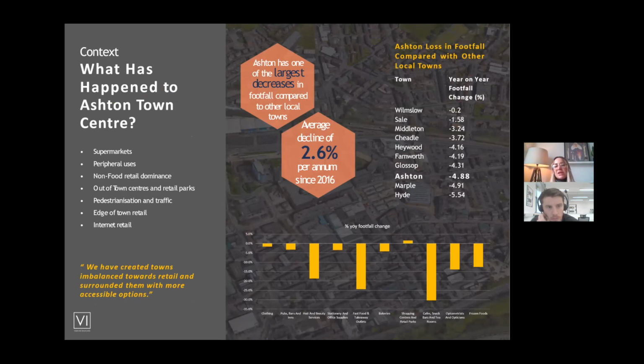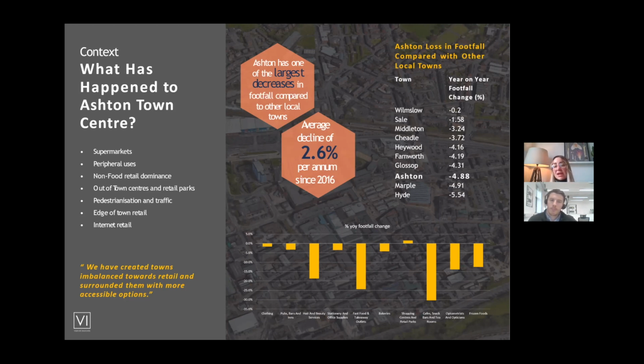So again, we investigated, getting a little bit deeper now into what's happened to Ashton Town Centre to ensure that it's not really positioned in a way to drive and capture footfall. Some of the things we saw was that there are a lot of peripheral uses outside of the town centre. So the supermarkets are located outside the town centre. There is a huge amount of retail. We'll delve into that in a moment.